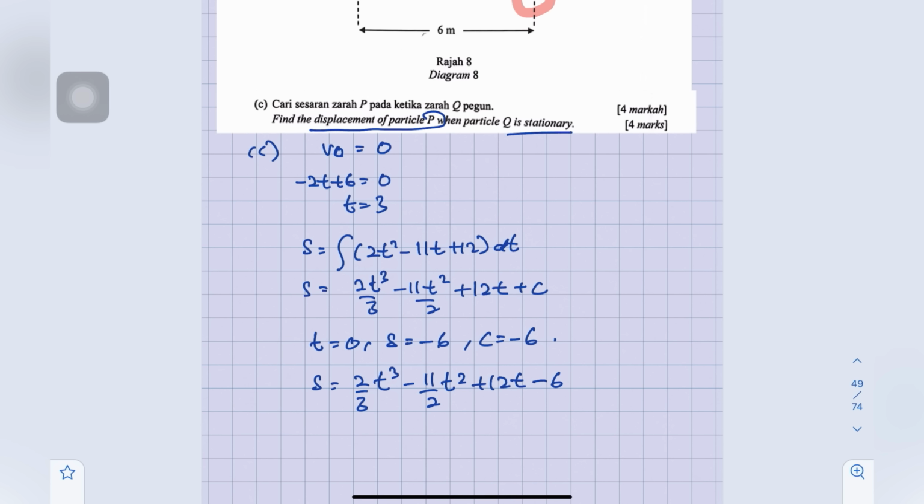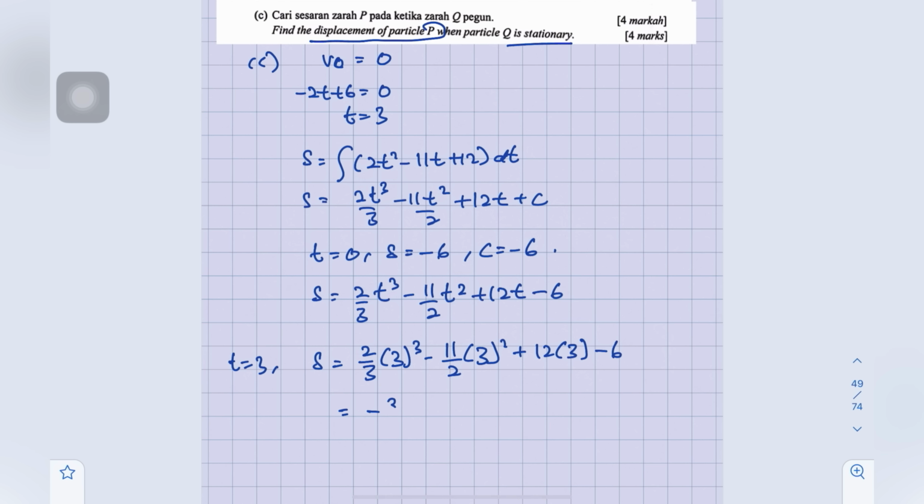Okay, so then when t equals to 3, s equals to 2 over 3 times 3 cubed minus 11 over 2 times 3 squared plus 12 times 3 minus 6. Okay, so the displacement is actually negative 3 over 2 meters.